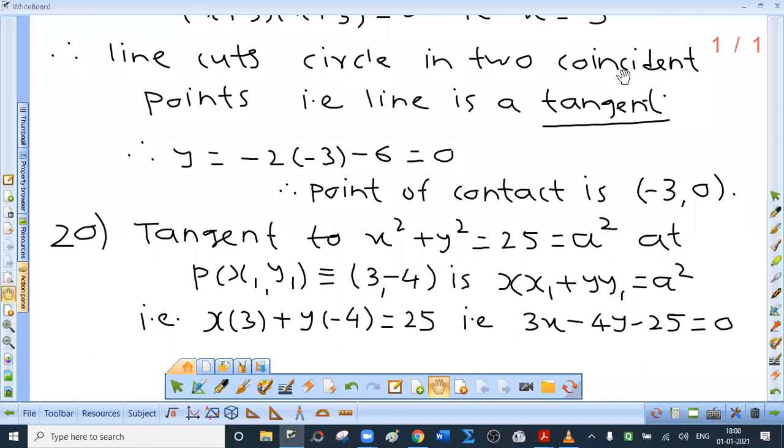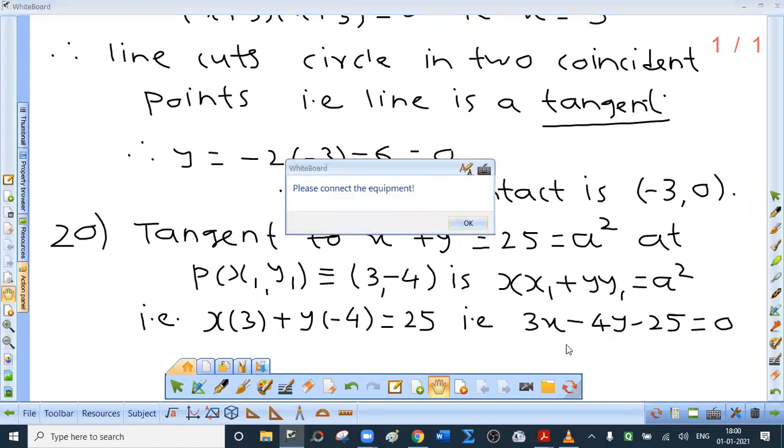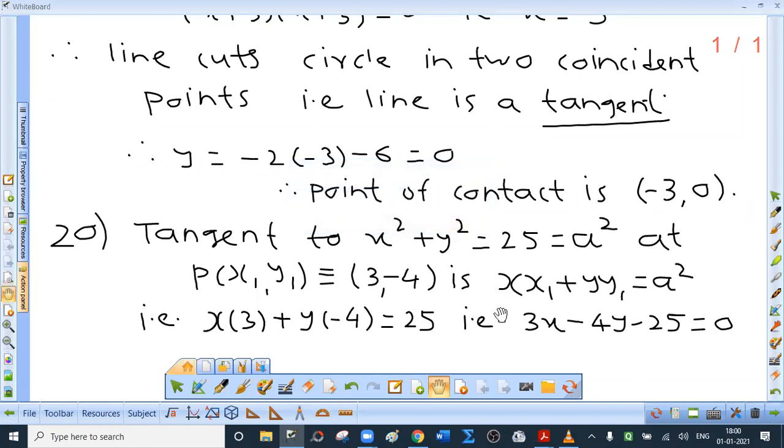Sum number 20. If the tangent at (3, -4) to the circle x² + y² = 25 touches another circle, x² + y² + 8x - 4y + c = 0, find the c. Simple one. First, this is a standard circle. So what is the equation of the tangent? It is 3x - 4y - 25 = 0. Now this line is tangent to the given circle, right? So the length of the perpendicular from the center of the circle to this tangent line must be equal to the radius of the circle. So one equation, only one unknown, which is that c. Get the value.